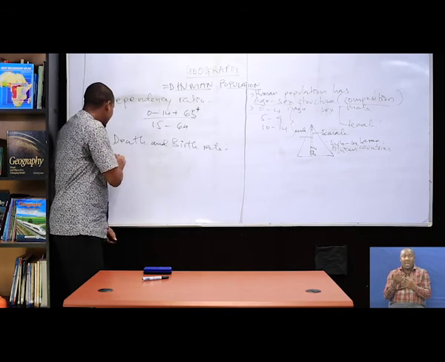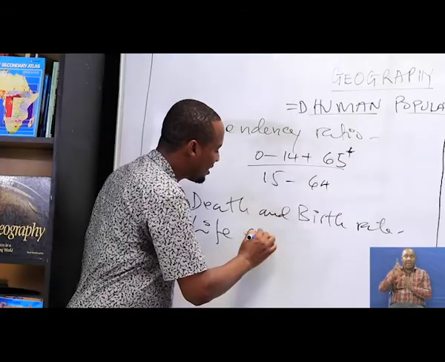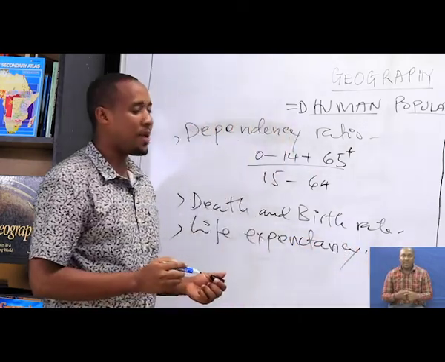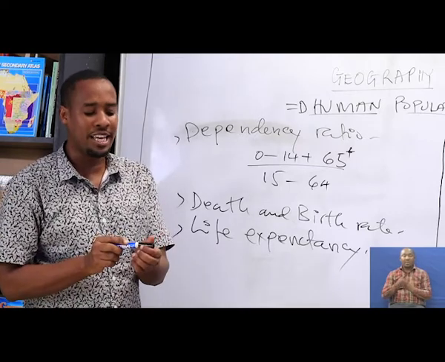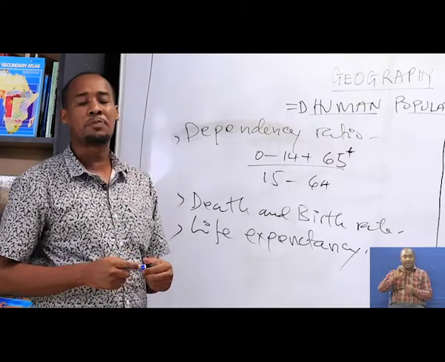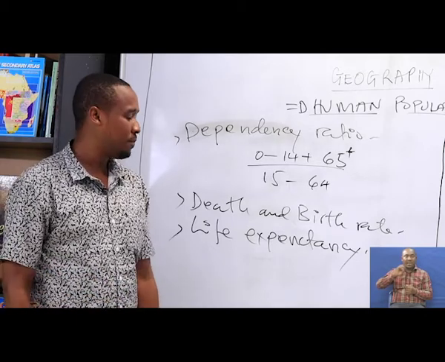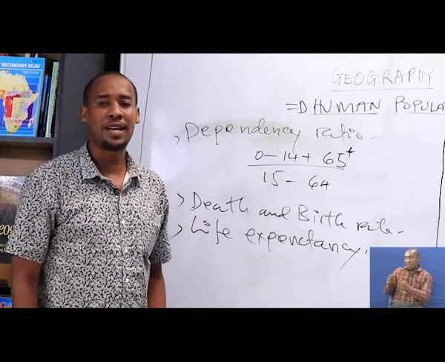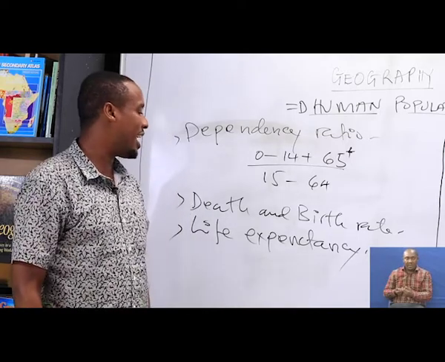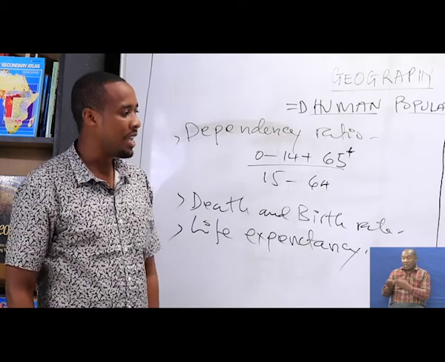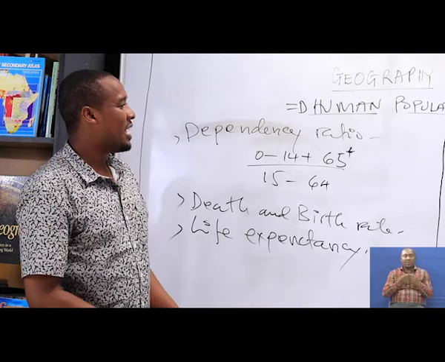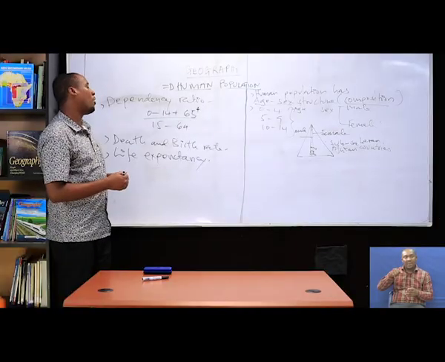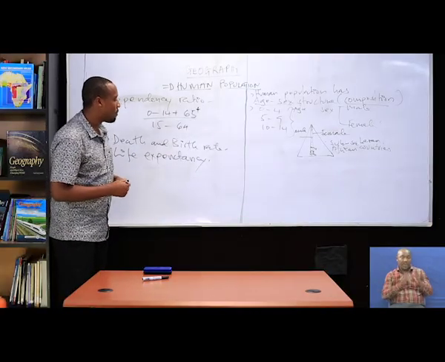Then the third, it can determine the life expectancy. Here, life expectancy refers to the average number of years that a person is expected to live in a certain area. So the average number that someone is expected to live in a given area can be referred to as life expectancy. So this can all be derived from the population pyramids.